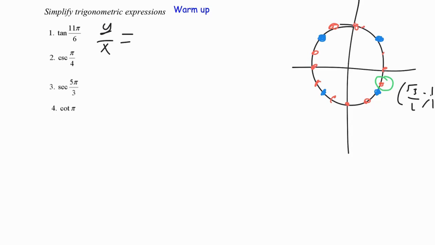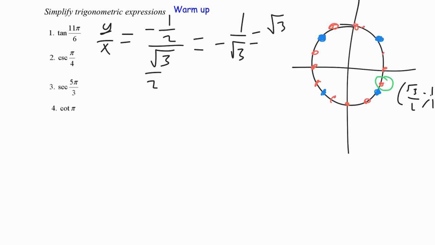So y would be negative 1/2 over square root of 3 over 2, which simplifies to be negative 1 over square root of 3, or square root of 3 over 3 with a negative. Bam. Let me do another one. Cosecant. By the way, you should have tried this before looking at me doing this, just to see how good you are.